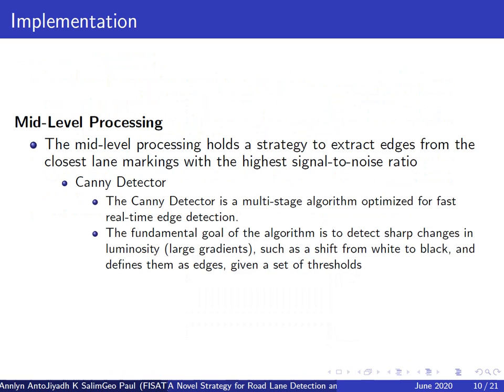Now we look into the mid-level processing step of our project. The mid-level processing holds a strategy to extract edges from the closest line markings with the highest signal to noise ratio, and we use canny detector for it. The canny detector is a multi-stage algorithm optimized for fast real-time edge detection. The fundamental goal of the algorithm is to detect sharp changes in the luminosity such as a shift from white to black, and it defines them as an edge given a set of thresholds.